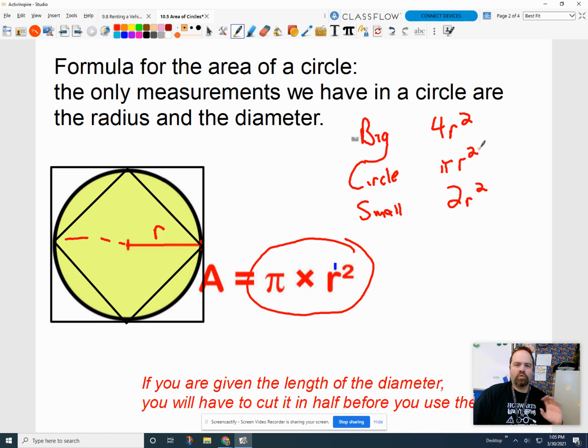I just thought that was a real brief look at how it fits into the grand scheme of things. So the bigger square is 4r squared, the smaller square is 2r squared, and somewhere in between is the circle. Smarter people than me have figured it out, pi r squared. Thought it was kind of neat.